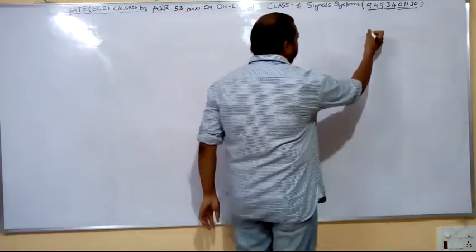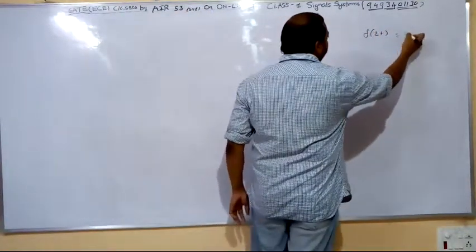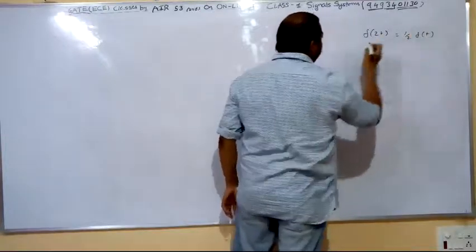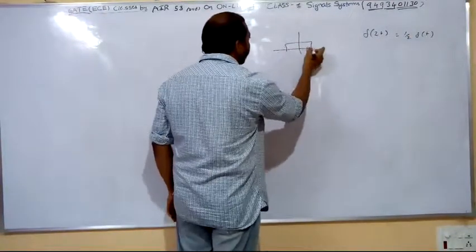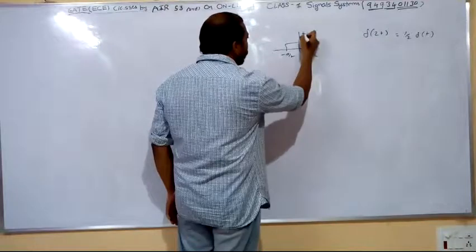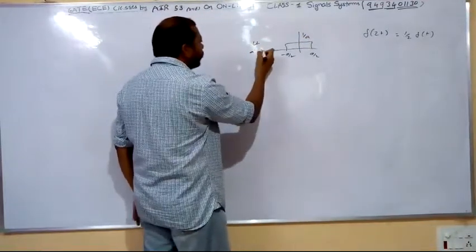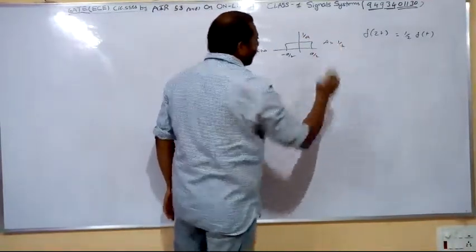So for del of 2t, what we have written is equal to 1 by 2 del of t. That we have seen is equal to minus a by 2 to a by 2, alpha is equal to a, limit a tending to 0, the corresponding area is equal to 1 by 2.